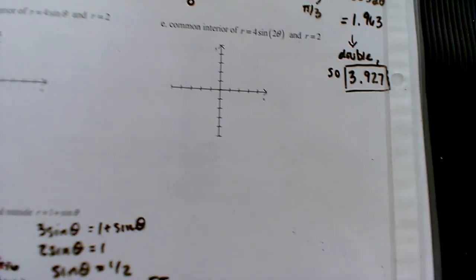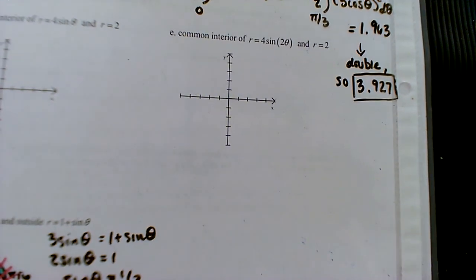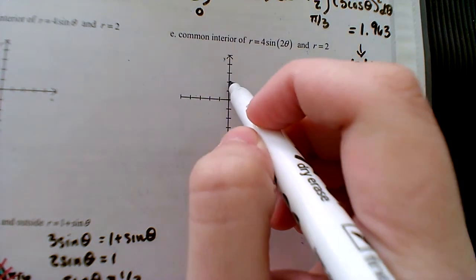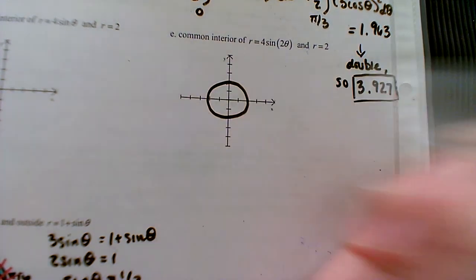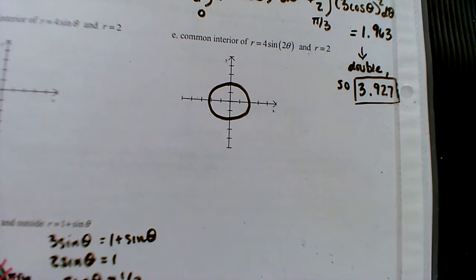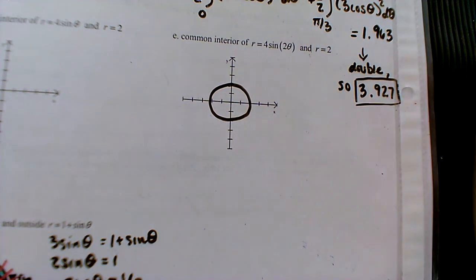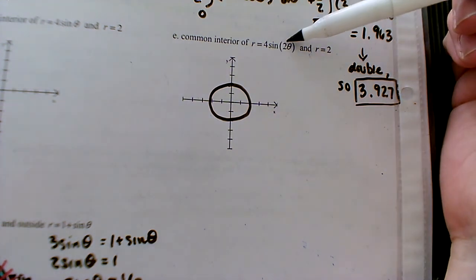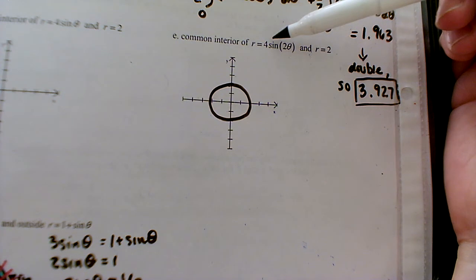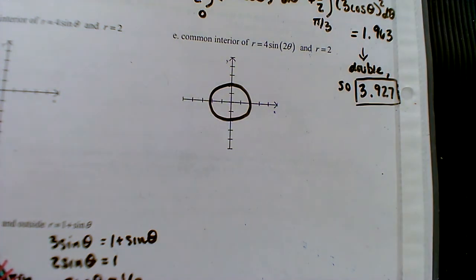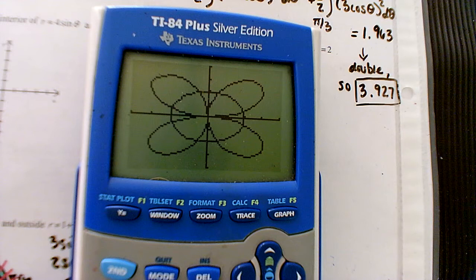Common interior, 4 sine of 2 theta and a circle of radius 2. All right, so 4 sine of 2 theta, that's going to be kind of a flower type shape because we're going to have to double the amount of petals we have, and they should have a length of 4. So maybe we can just graph them so we know where they're showing up on the coordinate grid. So 4 sine 2 theta and 2. All right, so there's our graph.